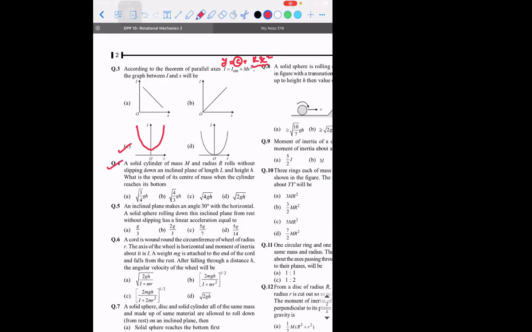Question number 4. A solid cylinder of mass m and radius r rolls down without slipping on an inclined plane of length L and height h. What is the speed of the center of mass when it reaches the bottom? For this, there is a formula which I will show you how to derive. Going forward, if you get this kind of question in exam, you can use it as a formula.